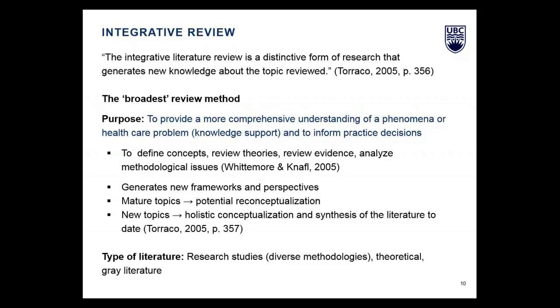And as we mentioned before, you can look at mature topics, which might bring a new reconceptualization when you look at the whole body of literature, or if it's a new topic, to really bring a more holistic conceptualization and synthesis to that literature. The type of literature that's typically included is research studies of all different types, theoretical literature, gray literature. It might be best practice guidelines, anything that's going to answer that research question. So a very broad type of literature.